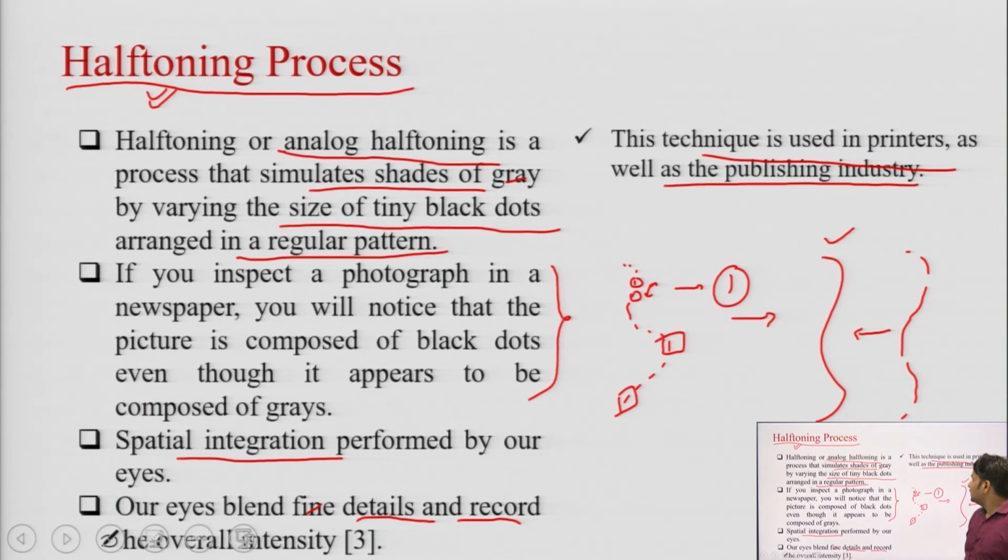So, the halftoning process is very useful for generating a newspaper that comes from the printers. We use very large printers to generate a newspaper. We can say the press is the complete printer where we can obtain the newspaper. So, that process is useful in that particular process.